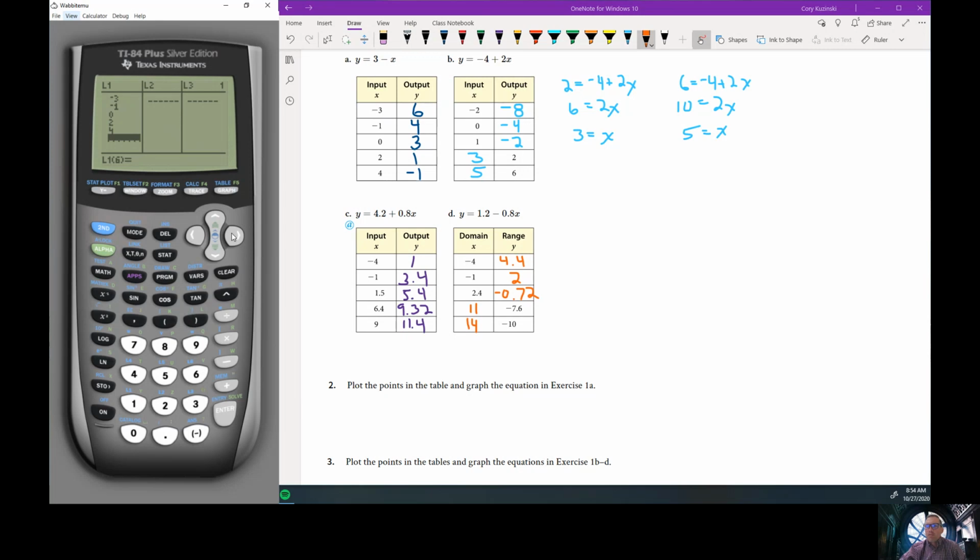And then for my outputs, I'm going to go up to the top. I'm going to go to the L2 right there, and I'm going to type in basically this equation, 3 minus, instead of x though, I'm going to put list 1, which you have to go second 1.